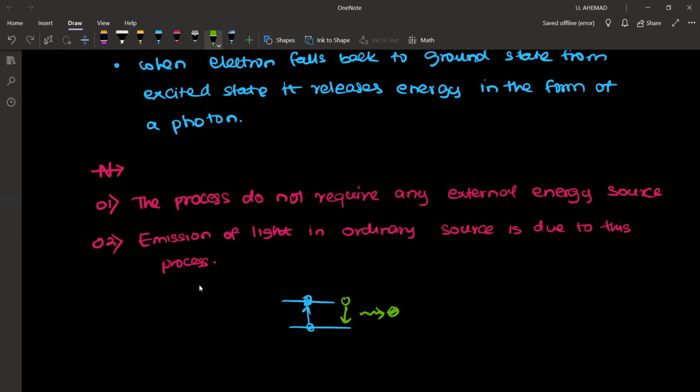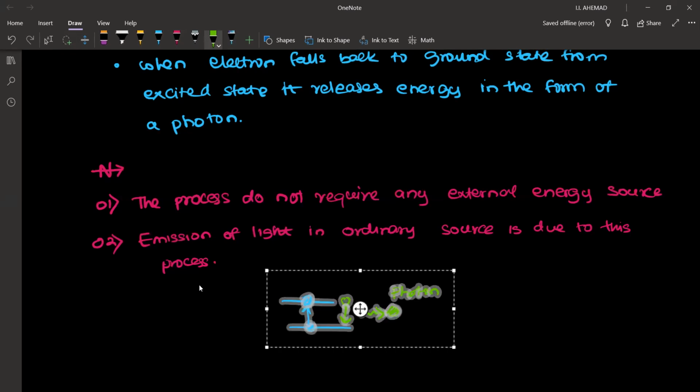Okay, if this photon is within the range of visible light, then it is visible light. It will give you visible light. So ordinary sources use this process to give off light.